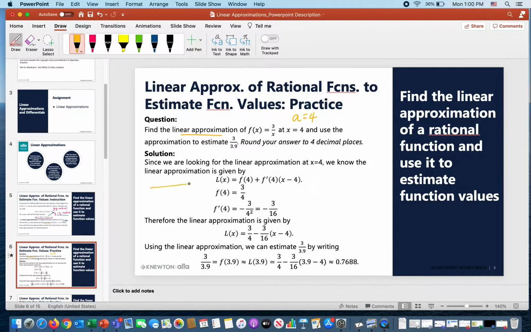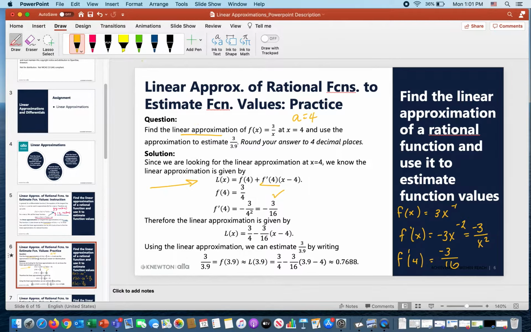If we use that formula for the linear approximation, we've got L of x equal to f of 4 plus f prime of 4. This is where we want to spend a little bit of our time, finding the derivative at 4. Remember, the original function is 3 over x, or we could say 3x to the negative 1. That makes f prime of x equal to negative 3x to the negative 2, or negative 3 over x squared, okay? So if I wanted to know f prime of 4, I plug 4 into this derivative. I get negative 3 over 16, and you can see that's negative 3 over 16.